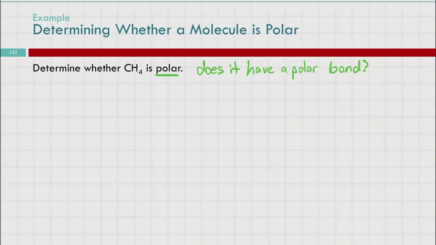We have carbon bonded to hydrogen, so we're going to have CH bonds. Carbon has a value of 2.5. Hydrogen has a value of 2.1. So the difference there is 0.4. That is right on the threshold of polar, nonpolar. So we could argue it's not polar. And then that's it, it's not polar.